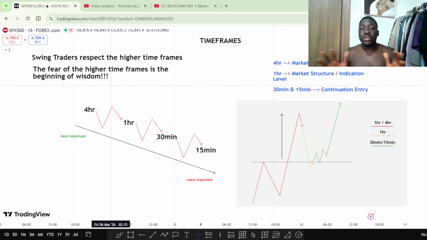This can work on multiple time frames. It can work on the 1 minute, it can work on the 3 minute. But I'm teaching the 4 hour, 1 hour, and 15 minutes and how I trade it. So remember, the fear of the higher time frame is the beginning of wisdom.